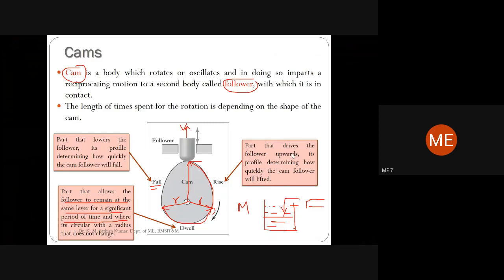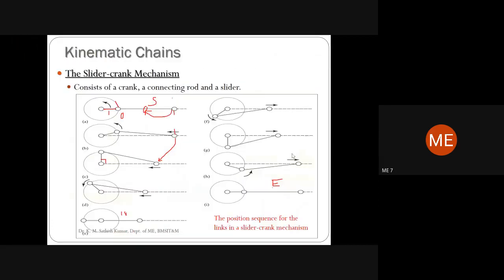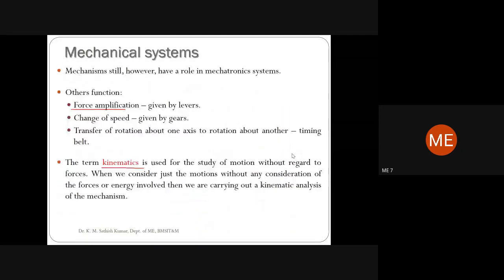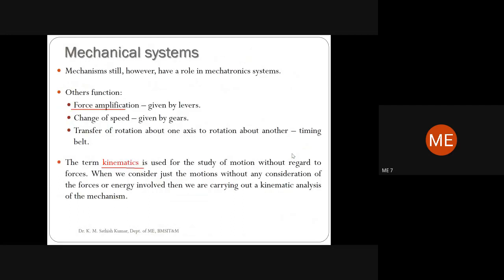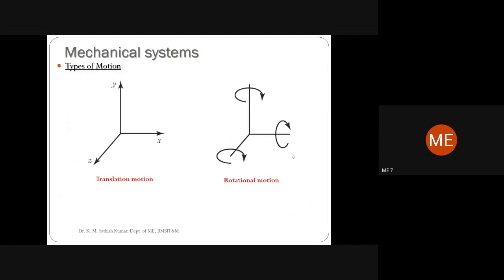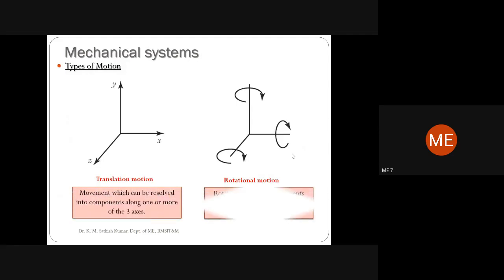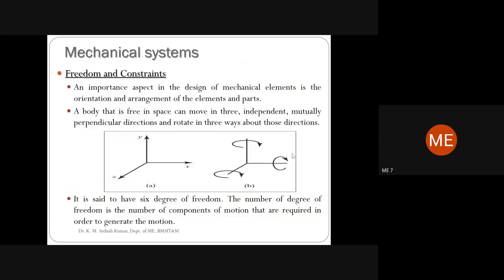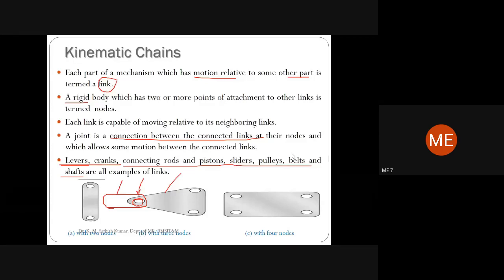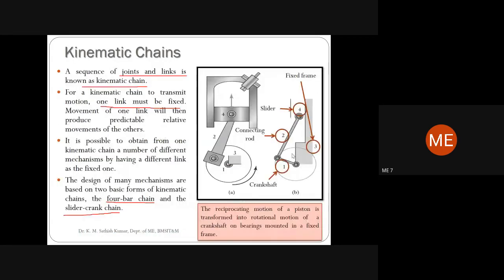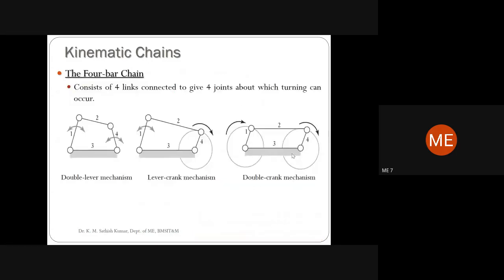Last class, I think we started with the mechanical actuation system. Under it, we discussed the types of motion, that is translation motion and rotational motion, and we understood the meaning of those. Then we understood the joints and the links. Then a kinematic chain, with the piston and connecting rod as an example.